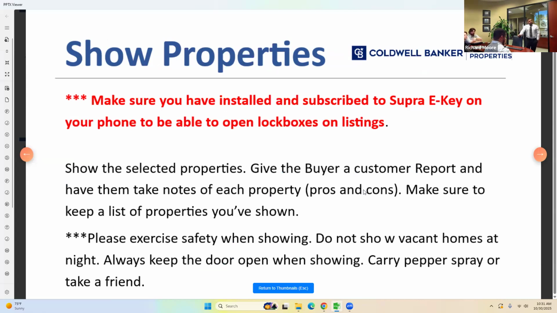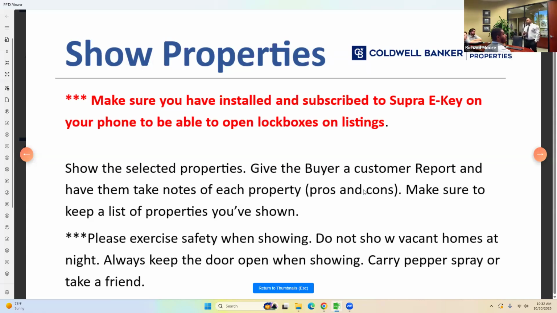You're going to show the selected properties, and what you want to do is give the buyer a customer report. It's a printout of the MLS listing, but it's a customer version where it doesn't have the listing agent's information. It doesn't have any of the private remarks or showing instructions. It's just like a flyer. And then give them a pen. Maybe get some pens made with your contact information that you could just say, here, you can take this. They can write notes on each listing, each property you show them. Or maybe they can just write a big X on it, saying, nope, I don't like that one, right?